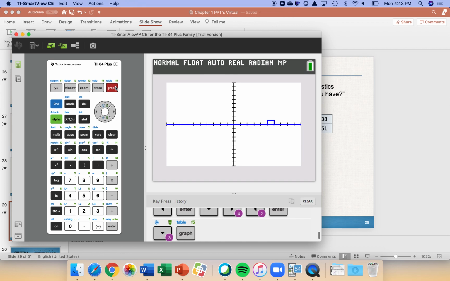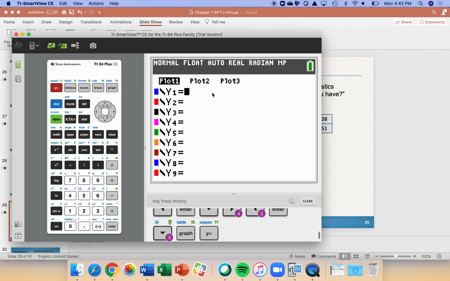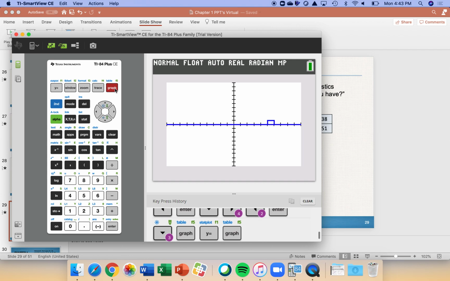And when you hit graph, you're probably going to see nothing. For some of you, you are going to see a line. That is because in your y equals, you probably have a function. You should get rid of that function. You hit graph. We still don't see anything. That's because our window is all messed up.